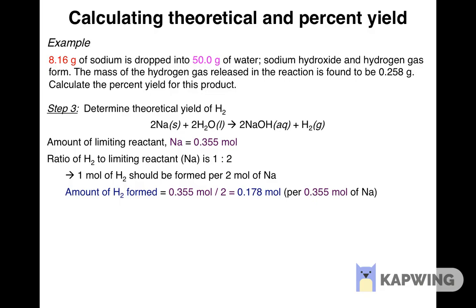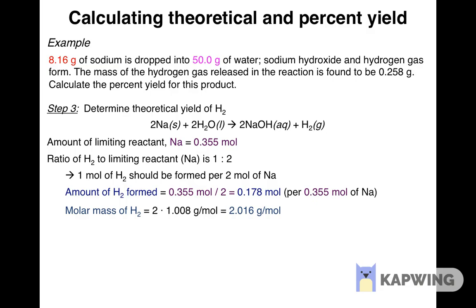of hydrogen. To convert this amount of hydrogen to the mass of hydrogen, we must multiply it by the molar mass of molecular hydrogen. Because there are 2 hydrogen atoms in a hydrogen molecule, this molar mass is 2 times the molar mass of hydrogen that can be found in the periodic table, 2 times 1.008 grams per mole, and that is 2.016 grams per mole.